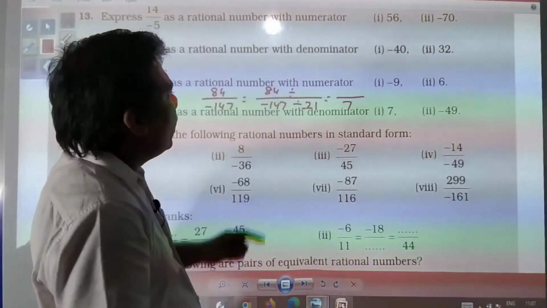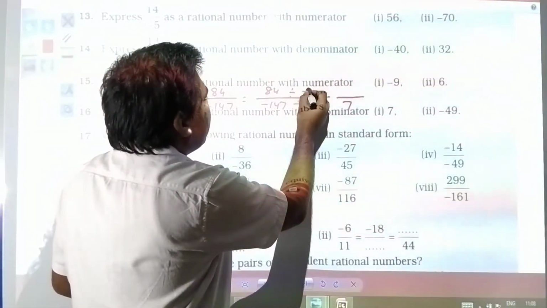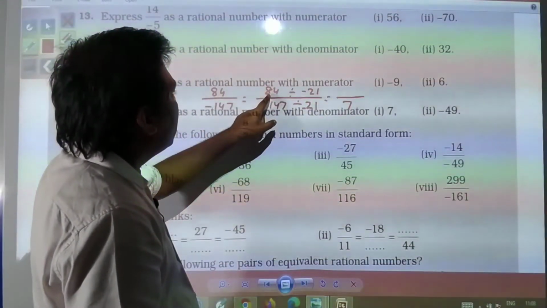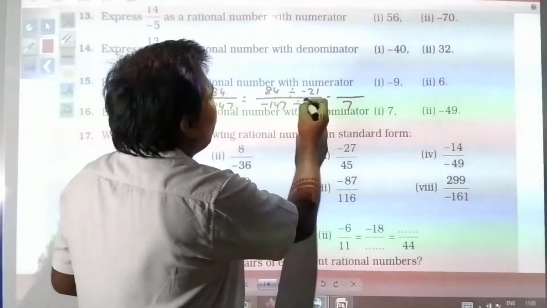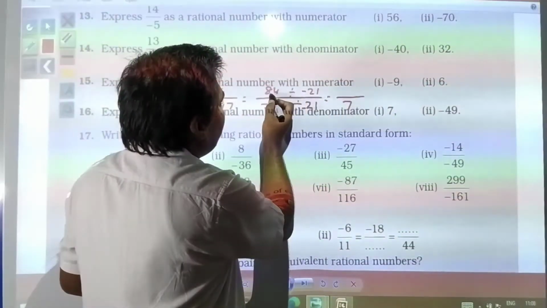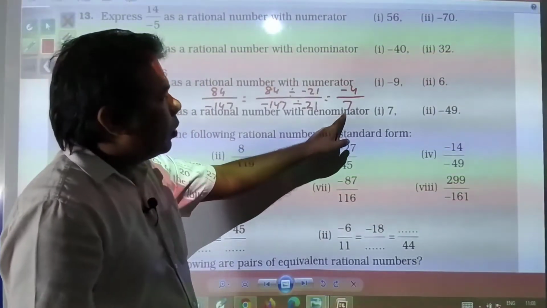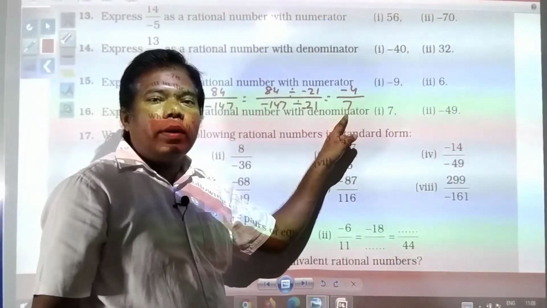So minus 21. So here also you need to put minus 21. Now here what will you get? 4 times it will go, 4 ones are 4, 4 twos are 8. So here you will get minus 4, and this will be your answer, minus 4 by 7.